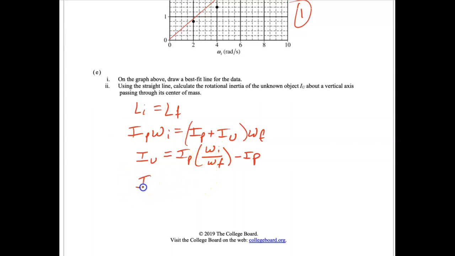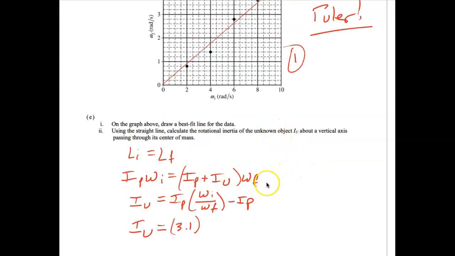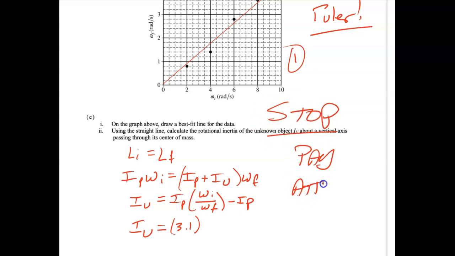Let's go ahead and substitute everything in now. So we said IP is 3.1 kilograms times meter squared. And this is where you're going to have to really stop and pay attention. So stop, pay attention. Okay? Notice, this is omega I over omega F.